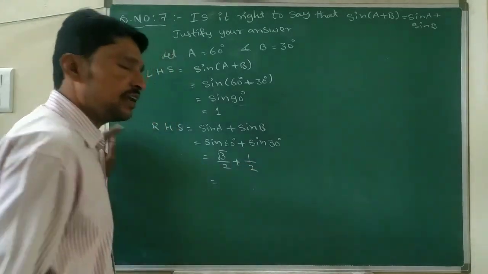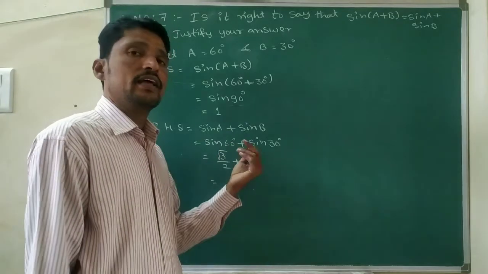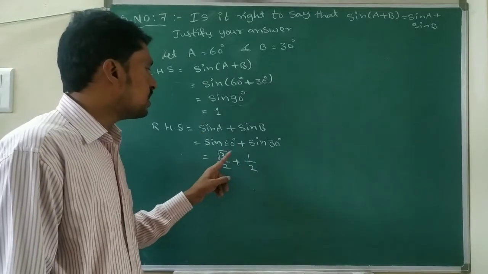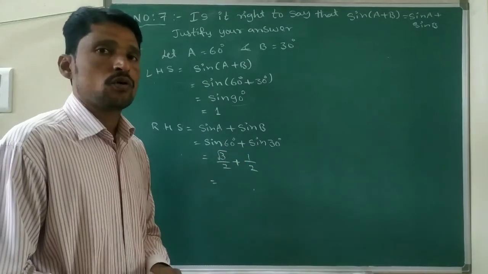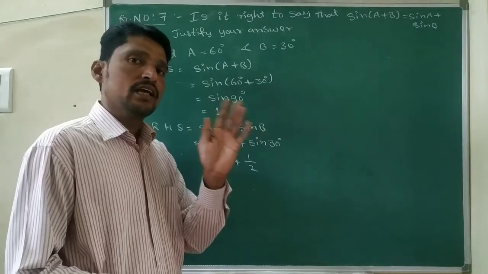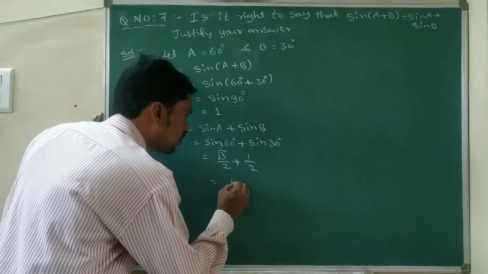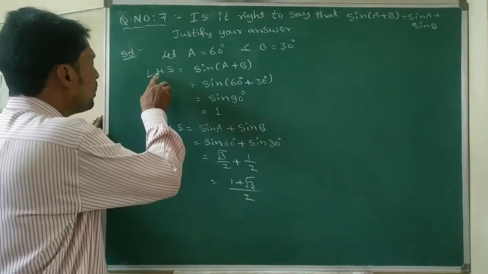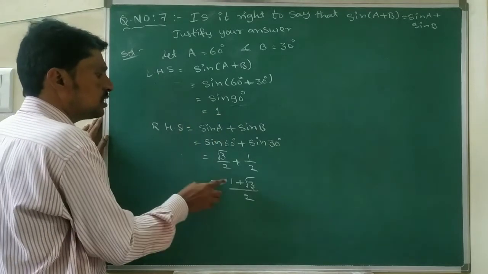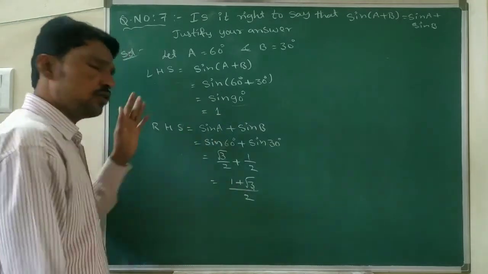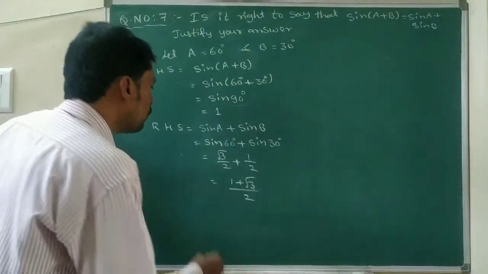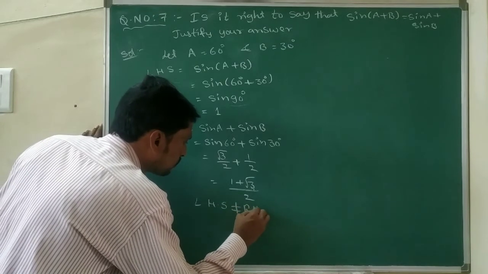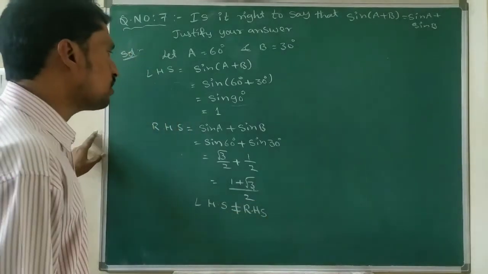Here denominators are equal, so directly we can add the numerators. Root 3 plus 1: this is an irrational number and this is a rational number. Rational plus irrational, so we get 1 plus root 3 by 2. Observe here, LHS we got 1, RHS we got 1 plus root 3 by 2. They are not equal. So LHS is not equal to RHS.